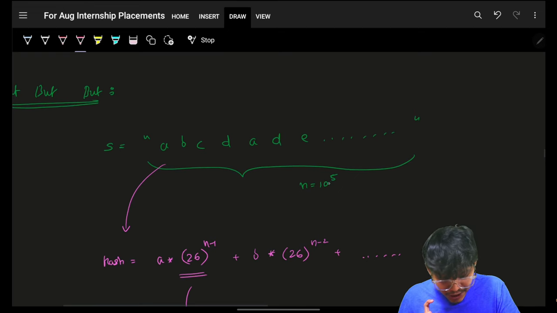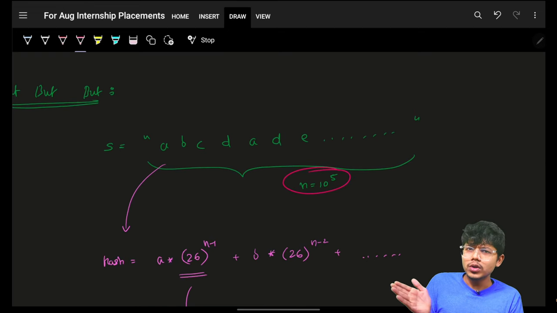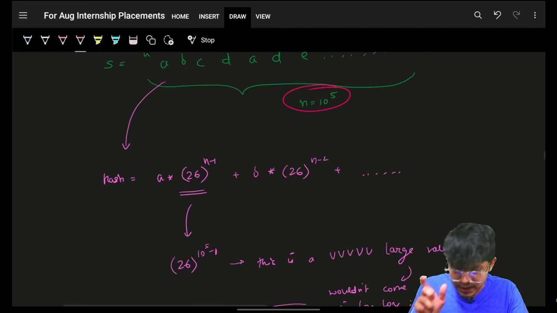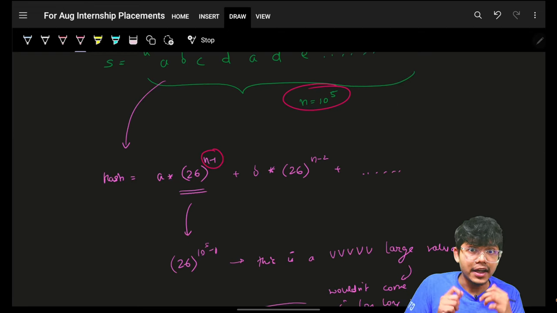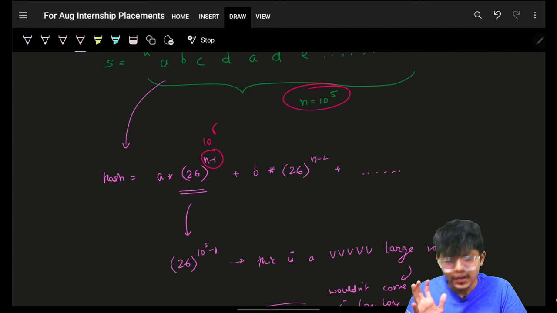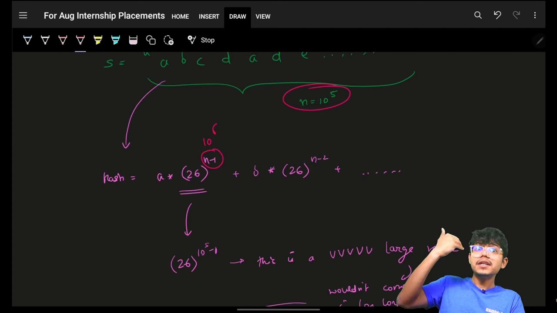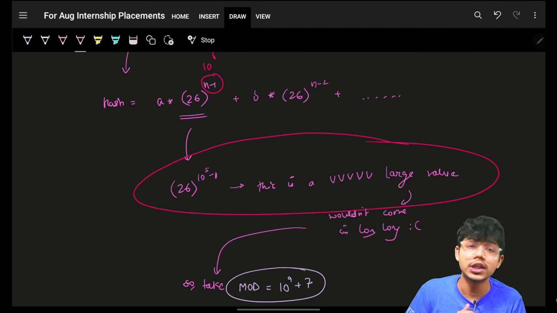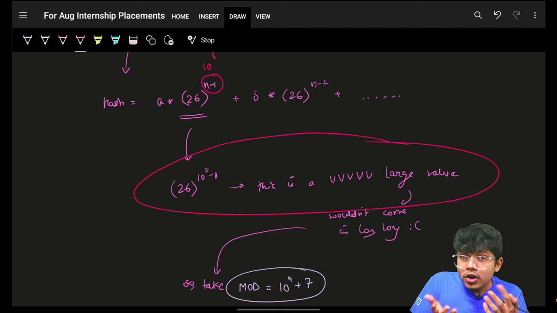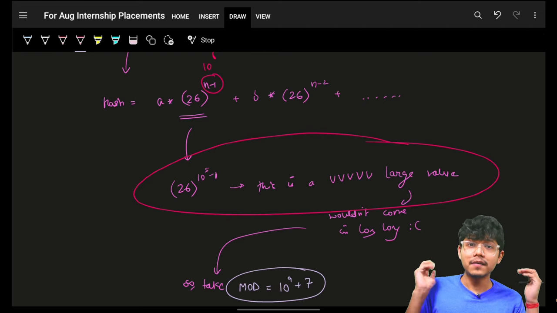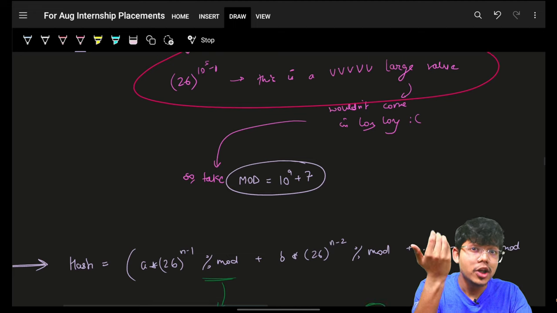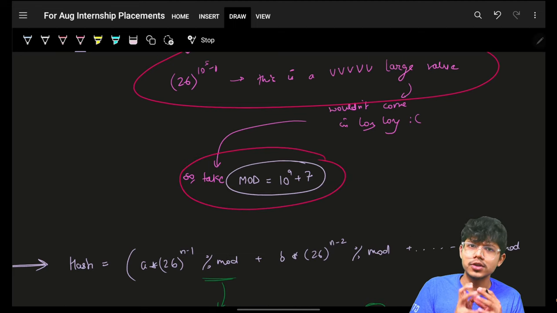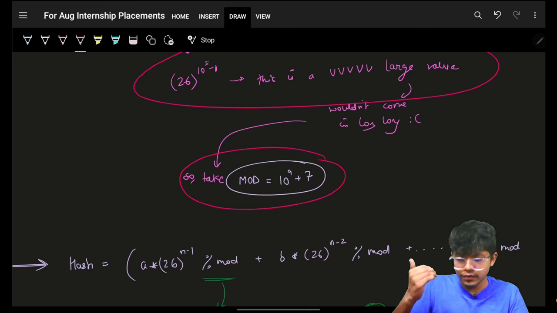But bro, you saw that your n value usually can go to 1e5, which means you can have 1e5 number of characters, which means this n index value can also go to 1e5 roughly. So 26 raised to the power 1e5 is going to be a very, very large number which you cannot store in your integers or even longs, not in any possible way. So whenever you cannot store something very large, you have one operation, which is modulo with a prime number.